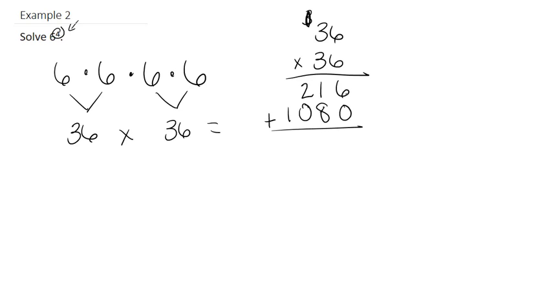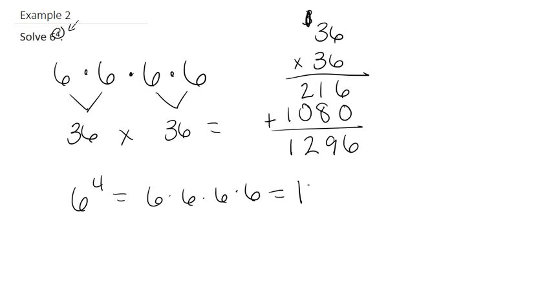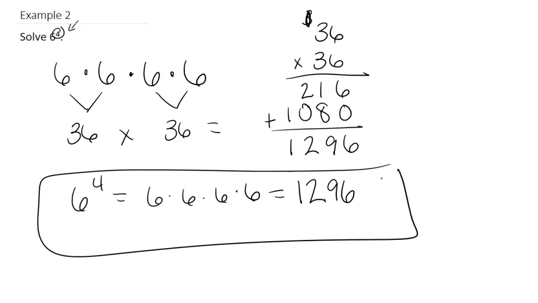Now we just go ahead and add. 6 plus 0 is 6. 1 plus 8 is 9. 2 plus 0 is 2, and then we have just the 1. So we have 6 raised to the 4th power, which is 6 times 6 times 6 times 6, which is equal to 1,296. So this would be our actual solution here.